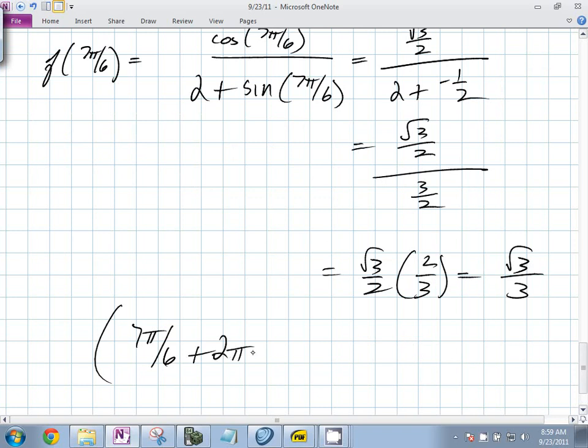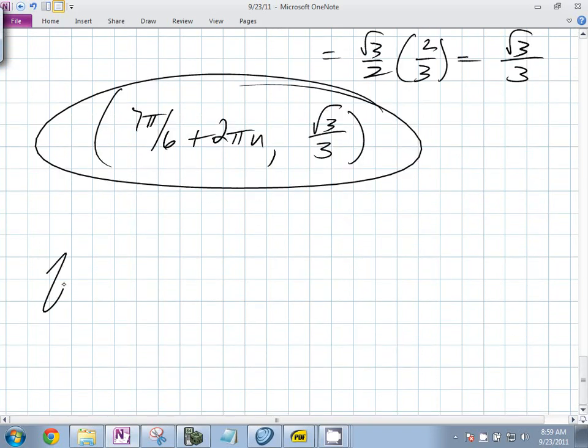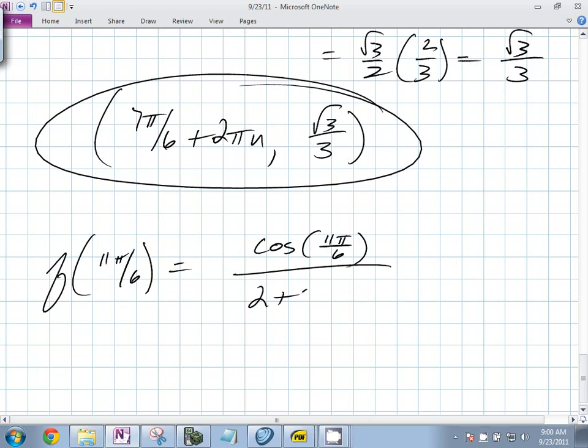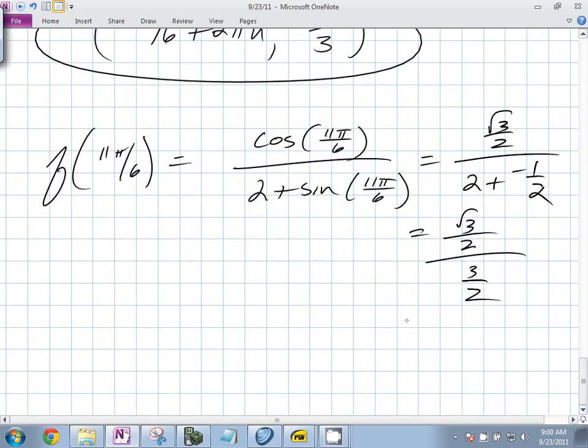What do you have to do to find the second set of points? Plug in 11 pi over 6. F of 11 pi over 6 is going to be cosine of 11 pi over 6 all over 2 plus sine of 11 pi over 6. What's cosine of 11 pi over 6? Root 3 over 2, over 2 plus negative 1/2, which is over 3 over 2. So what does it come out to be? Root 3 over 3. So we think the other point is 11 pi over 6 plus 2 pi n, comma, root 3 over 3.